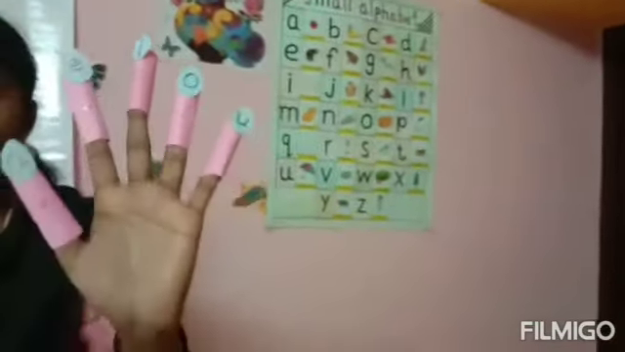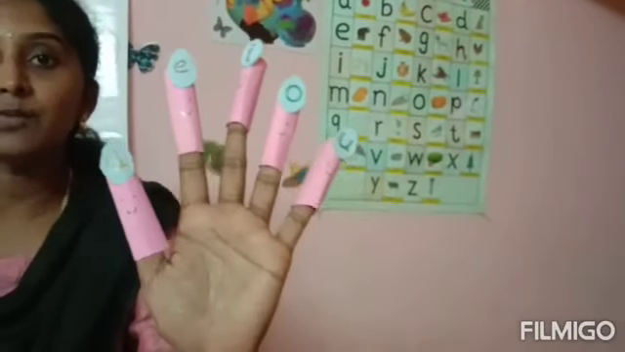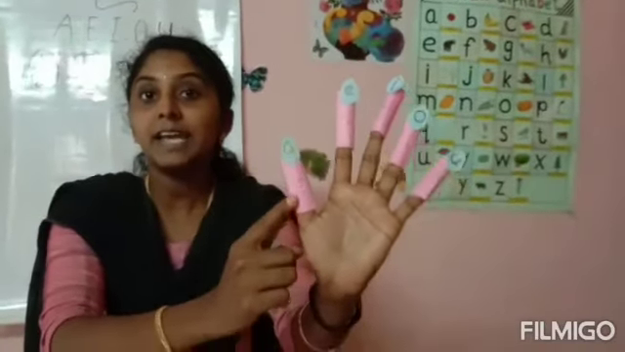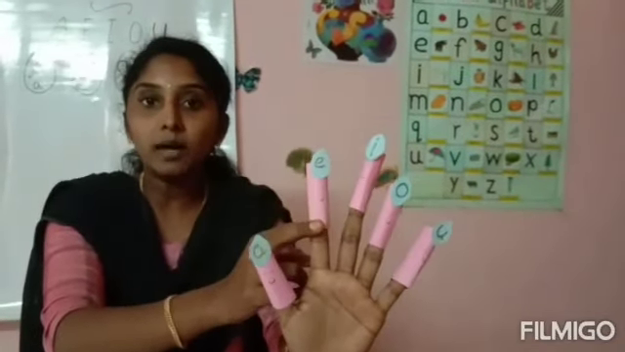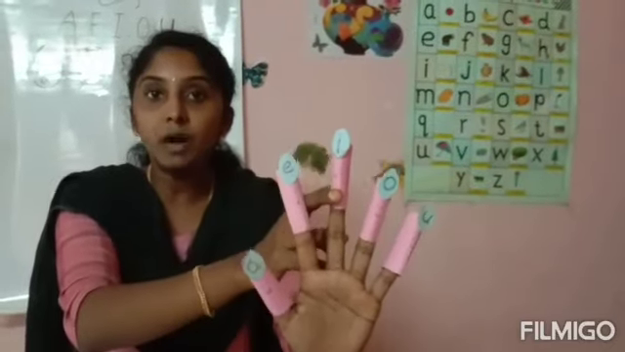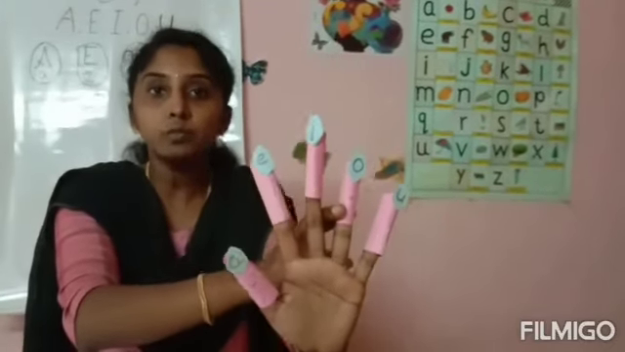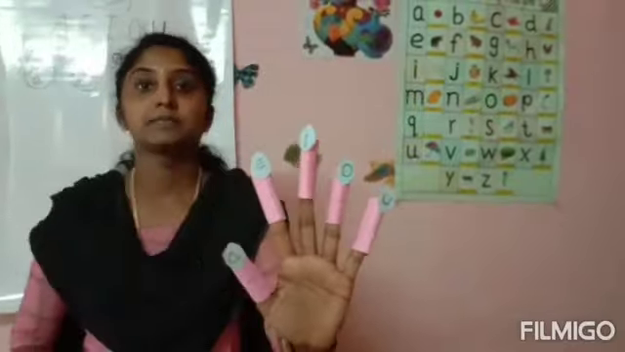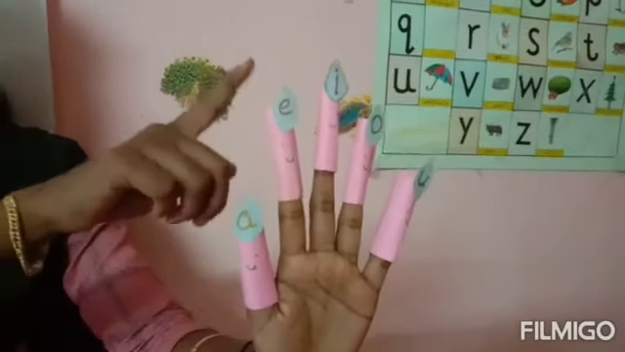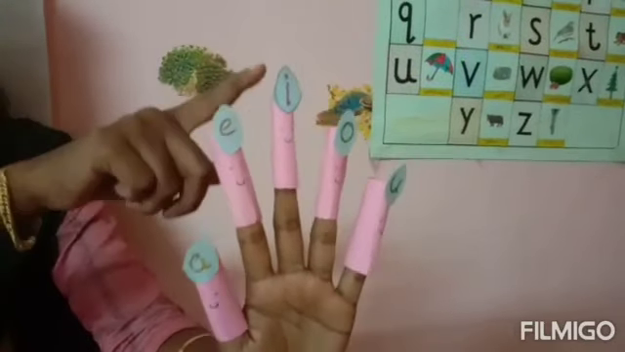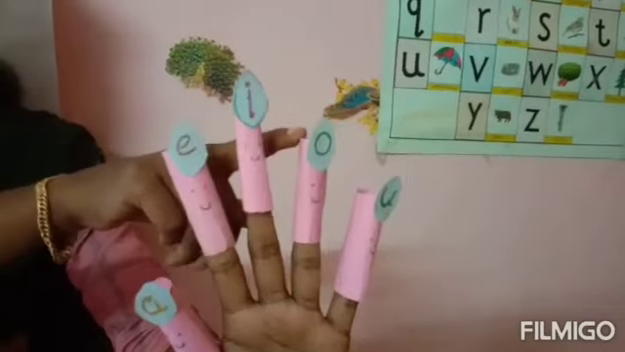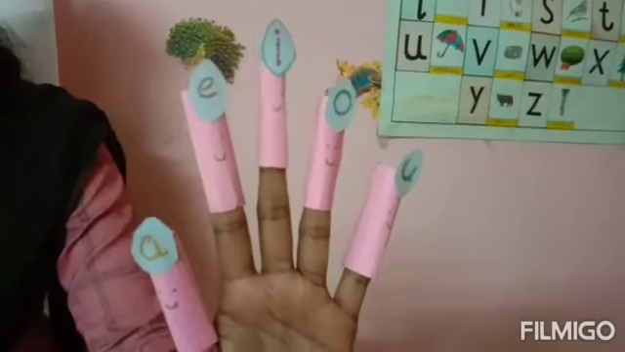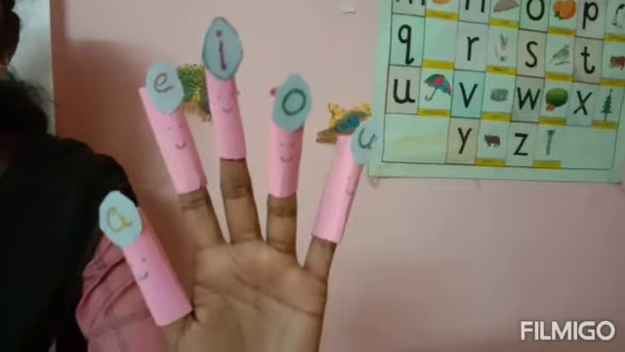These are the vowels. Now we will revise once again. A, first one. And the second vowel, E, and the third vowel, I, and the fourth vowel, O, and the last one, U. First vowel, A, the second vowel, E, the third vowel, I, the fourth vowel, O, the fifth vowel, U. Which are the vowels? A, E, I, O, U.